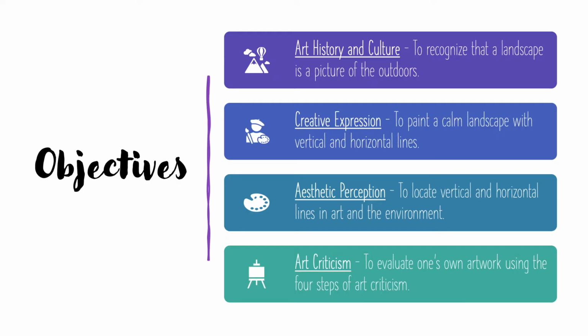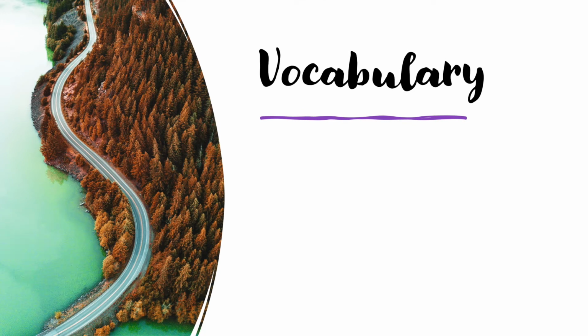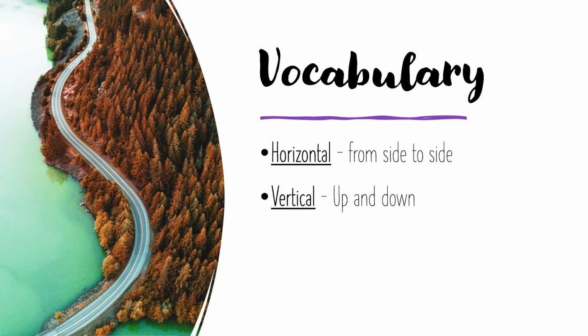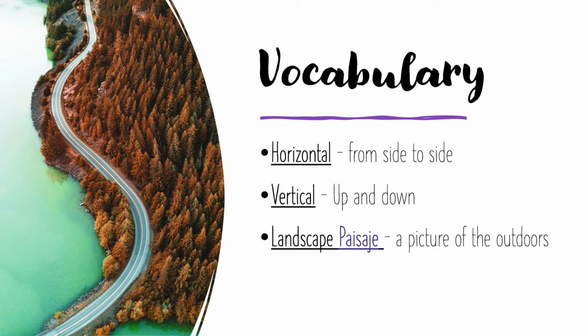Okay, so today's goals or objectives are to recognize that a landscape is a picture of the outdoors, to paint a calm landscape with vertical and horizontal lines using creative expression, to locate vertical and horizontal lines in art and the environment, and to evaluate one's own artwork using the 4 steps of art criticism. So some vocabulary for this lesson is horizontal, which means from side to side, vertical, which means up and down, and landscape, a picture of the outdoors.